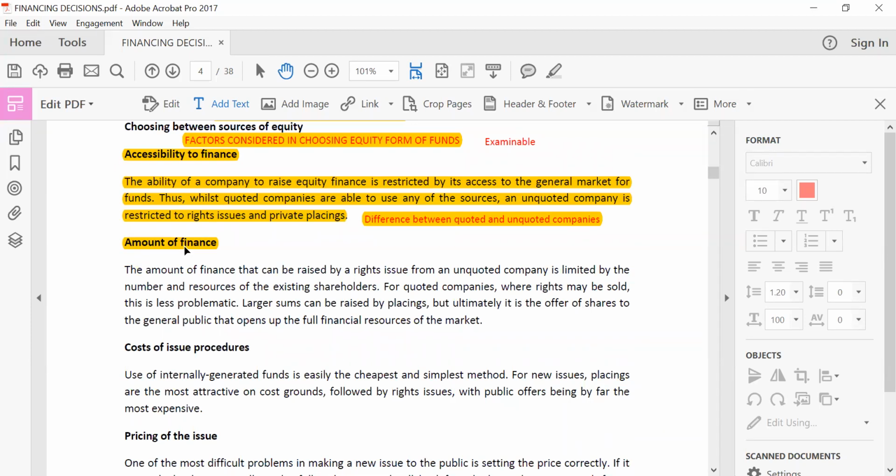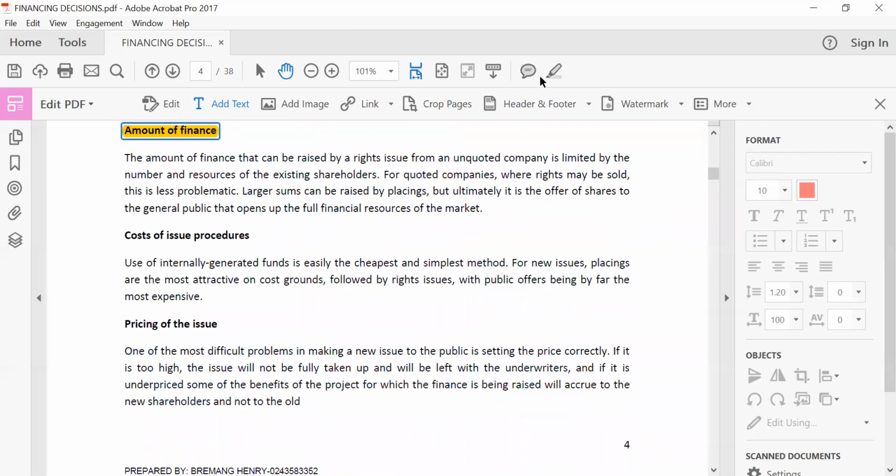So the amount of finance, if you need a huge finance, if you need a huge equity finance, then it's better you go for what? Issuing shares on the stock market. That is what is going to give you huge equity finance. But if you want to go for a small equity finance, right, you can go for trade credit, right? Look at the next point, cost of issue process or the cost of issue procedures. And here, issuing shares on the stock market, the procedures are long, right?